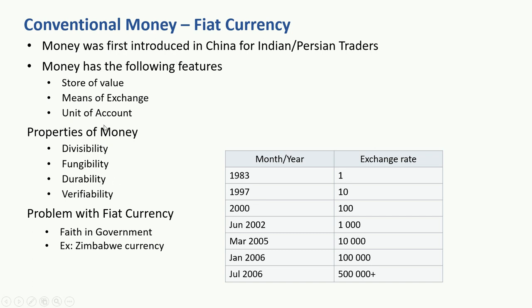Okay, so all good. All these properties are satisfied, and we have the following features. Then what's the problem with the fiat currency? Why can't we live with the fiat currency? Why do we need to move to Bitcoin? That's a big question, right? Yes, now we'll look at that.